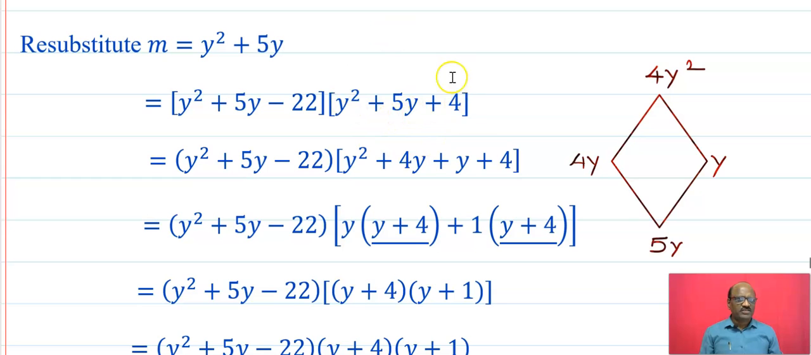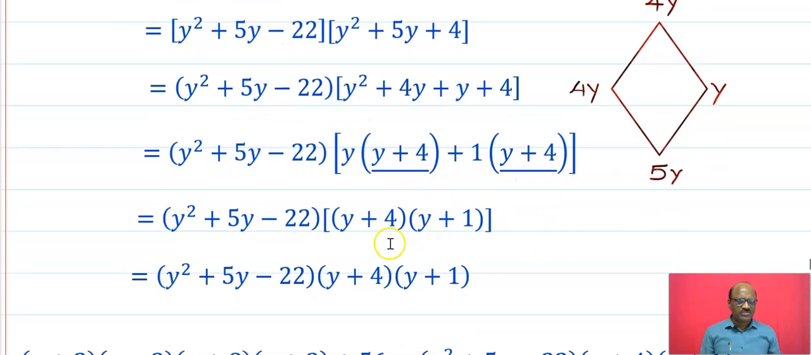Now the product of first and last is 4y square and the middle is 5y. Then which two numbers are there? 4y and y. Their sum is 5y and their product is 4y square. Therefore y square plus 4y plus y plus 4. In place of 5y we wrote 4y plus y. Again for the first two, y is common, then in bracket you will get y plus 4. For the latter two, 1 is common, then in bracket you will get y plus 4. Take y plus 4 as common. What is the remaining? y plus 1.